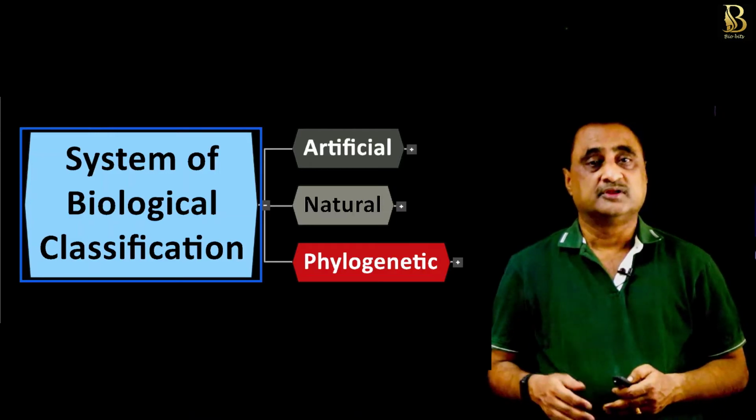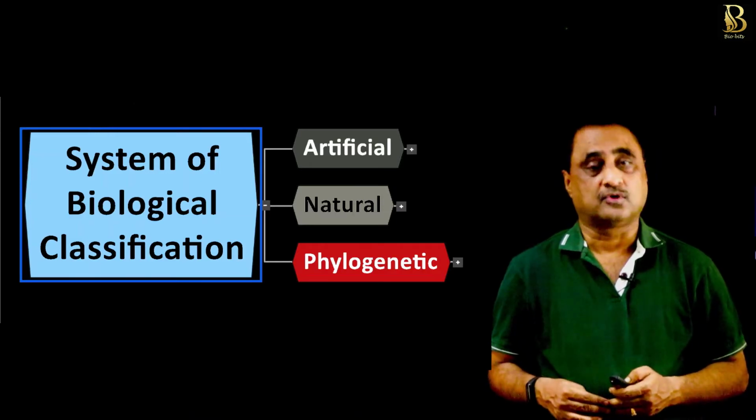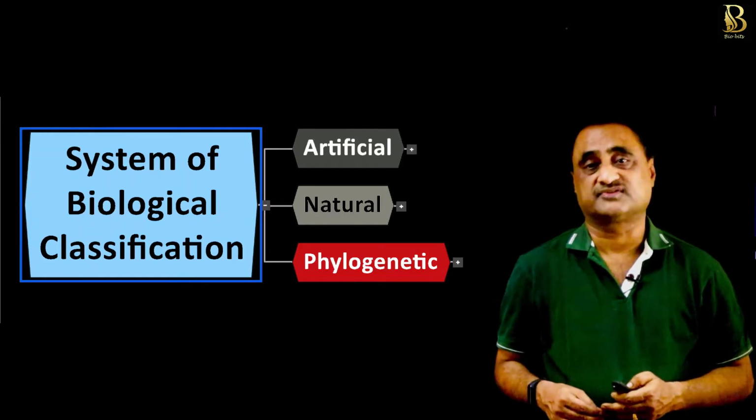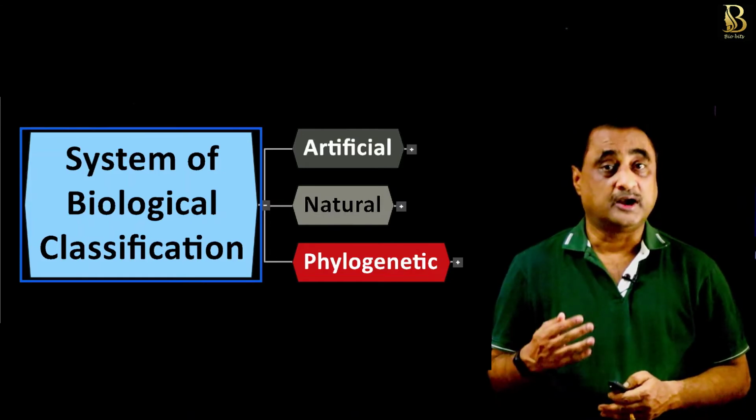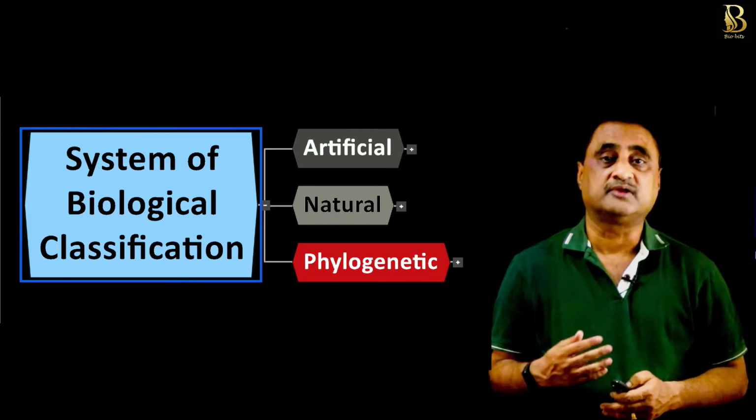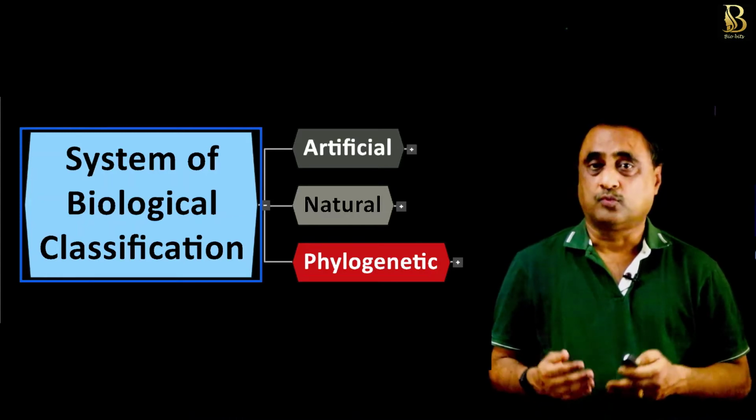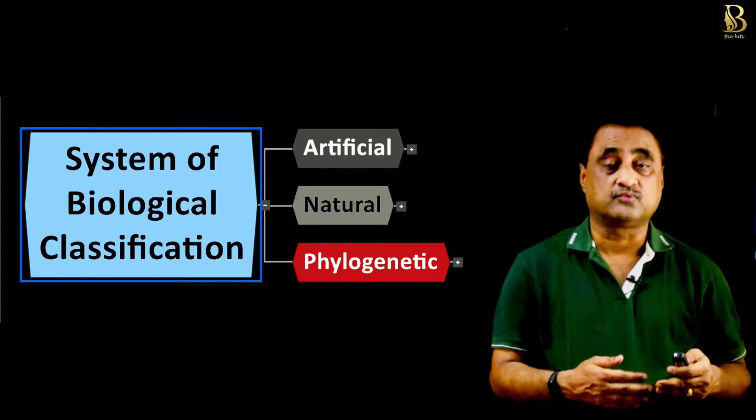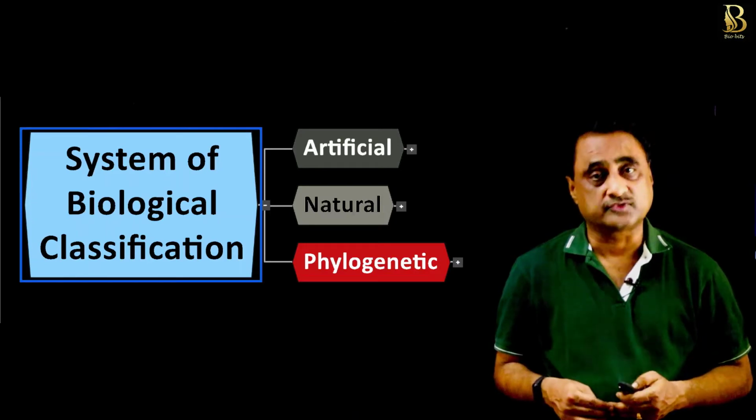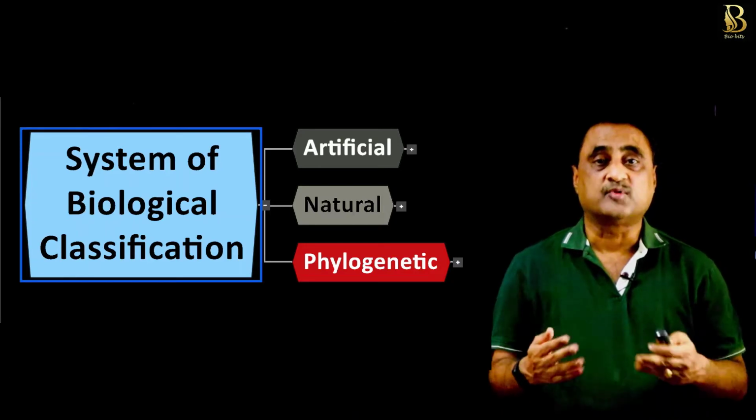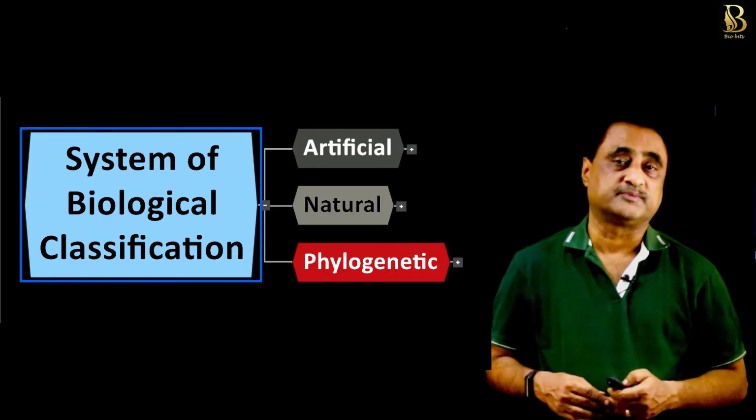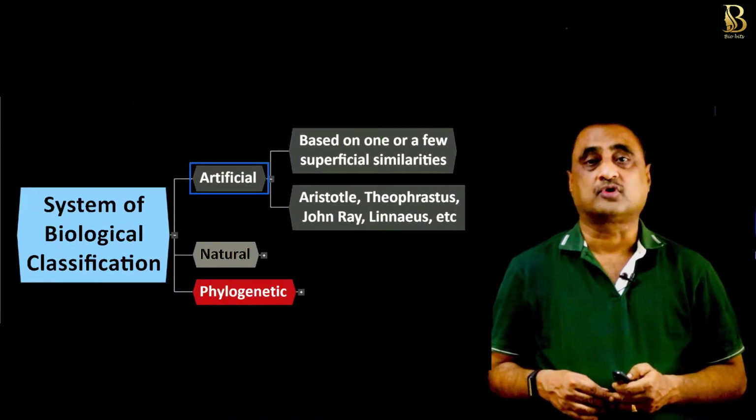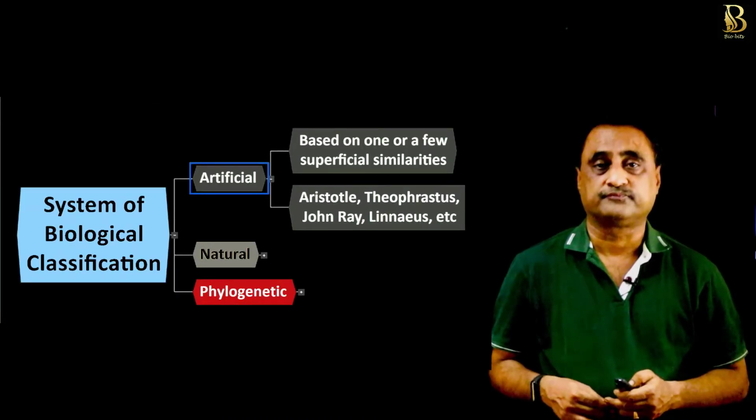So you see, three types of biological classification have been recognized, which we call artificial, natural and phylogenetic. We will discuss what is artificial, what is natural, what is phylogenetic, and the names of the scientists who proposed them. So first of all, let's talk about the artificial.